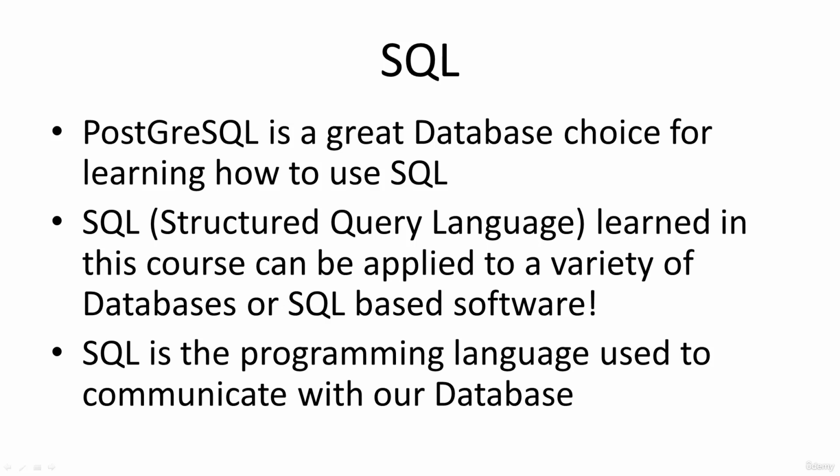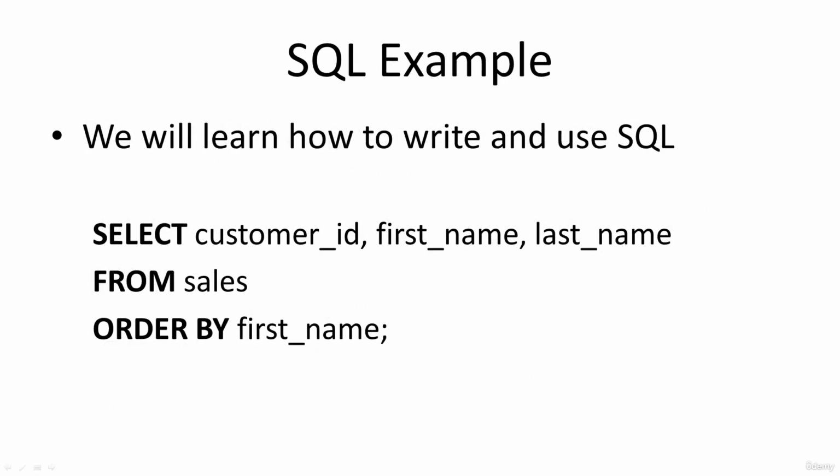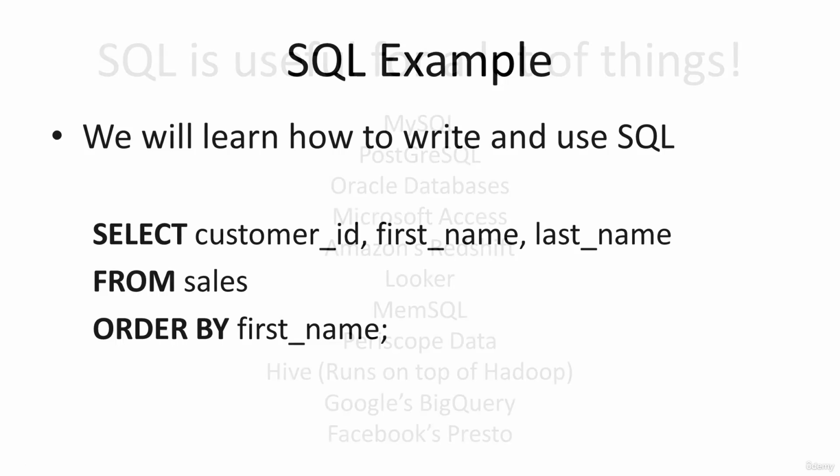So for an example of what a general SQL syntax would look like, it would look something like this. Select some column names from a table, and then you have some functions or clauses. Here I'm ordering by the first name. So we're going to learn how to write and use SQL syntax like this in this course.